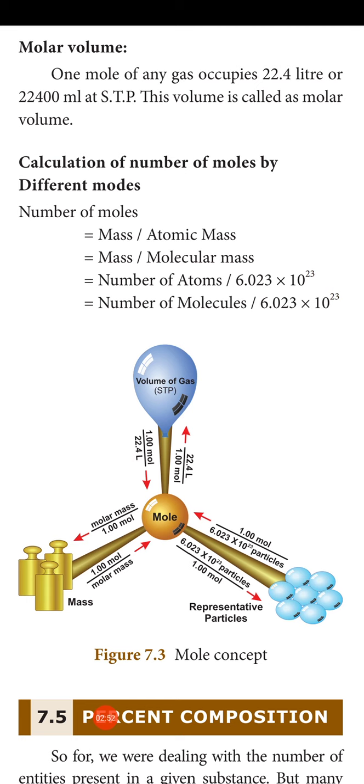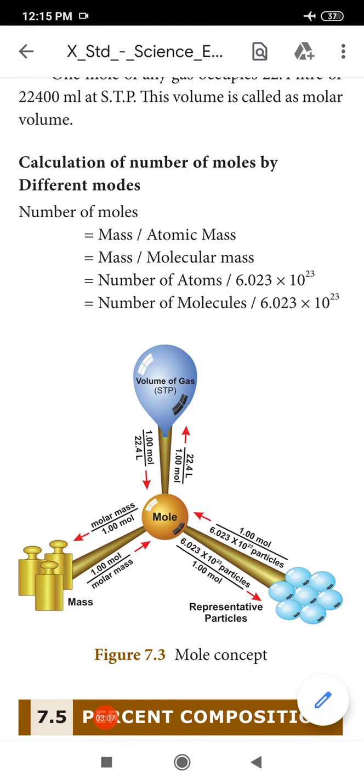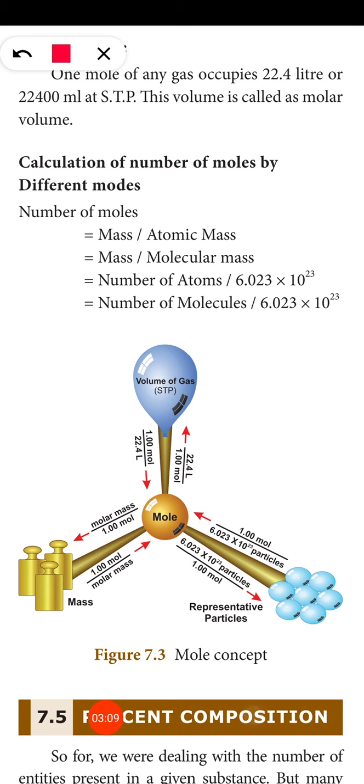Take 1 mole of gas; however much space or volume it occupies, that is called the molar volume. 1 mole of any gas will occupy only 22.4 liter or 22,400 milliliter. If you convert 22.4 liter into milliliter, it is 22,400 milliliter. So why do they mention STP?